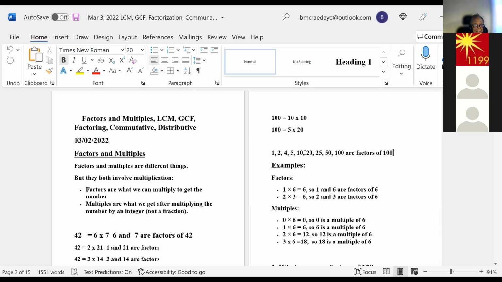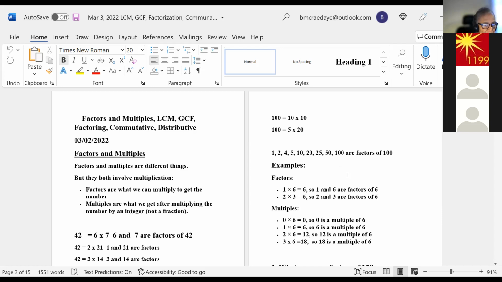10 has a 5 and a 2. So I know 5 is a factor and 2 is a factor, right? 4 times 5 is 20. 5 times 5 is 25. 25 times 2 is 50. You got it? So you know how to find factors. So if you're given some examples to find factors, you could find factors.